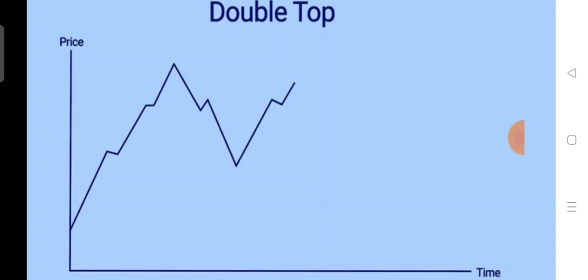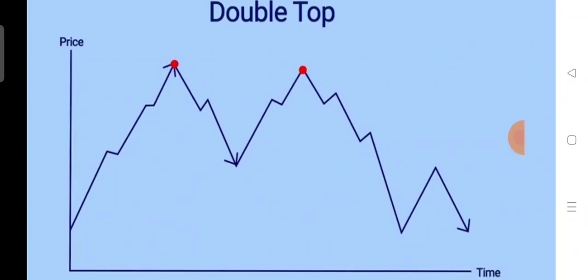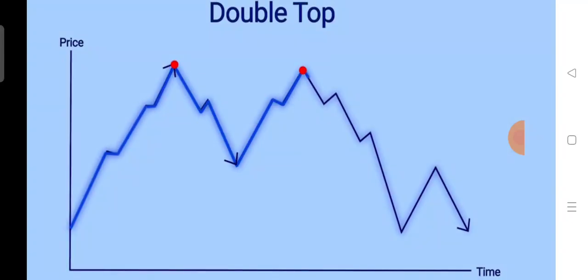A double top in a market is formed when, after a price move, there is a top formed and then a down move, and then the next top that is formed is at the same level as the previous top, like this, and then the price starts falling.